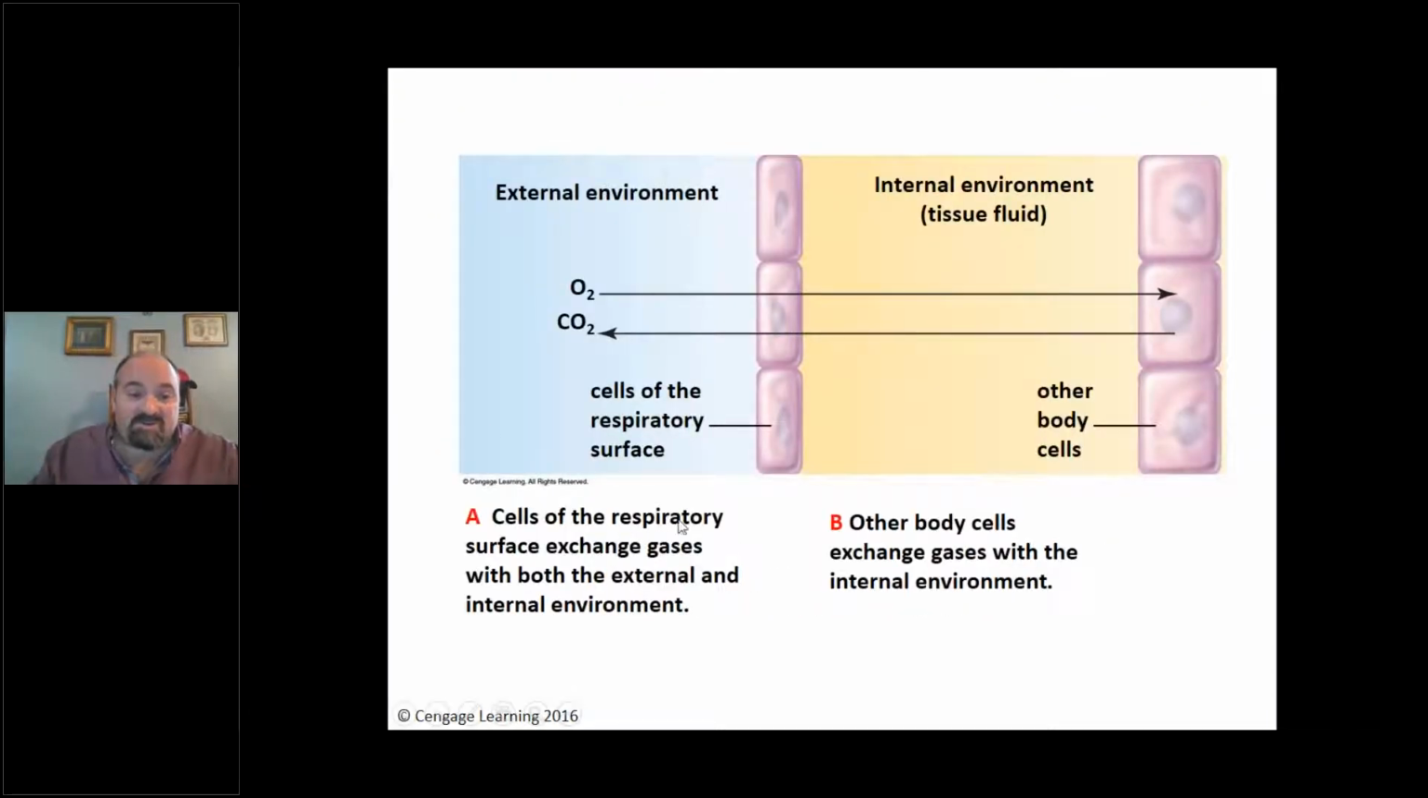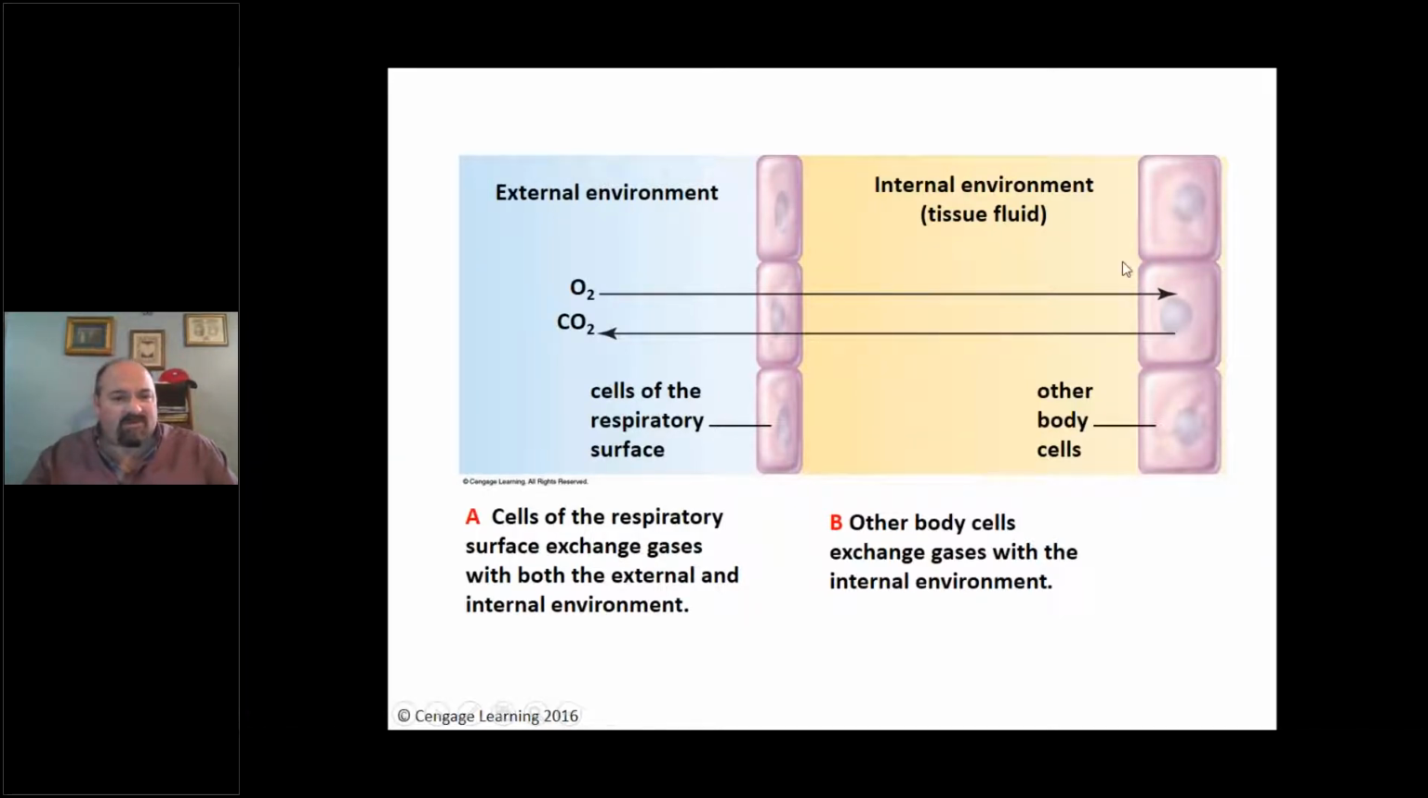So we'll see that cells of the respiratory surface exchange gases with both the external and internal environment. As far as the external environment, we have here cells of the respiratory surface, and oxygen will enter into the cells and CO2 will exit out. Again, CO2 is going to enter into the lungs and be exhaled. And then we're going to have interaction with the cardiovascular system, movement of the gases to the body cells, passing through the respiratory surface into the blood, and then from the blood into the cells.